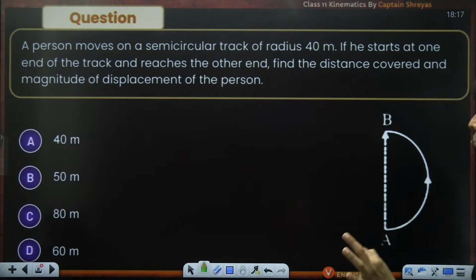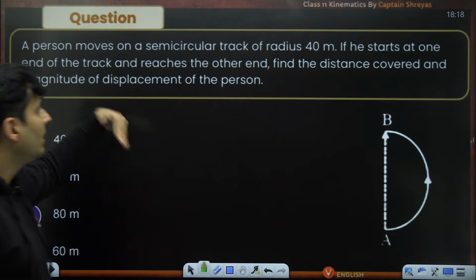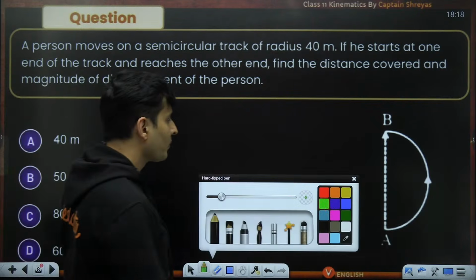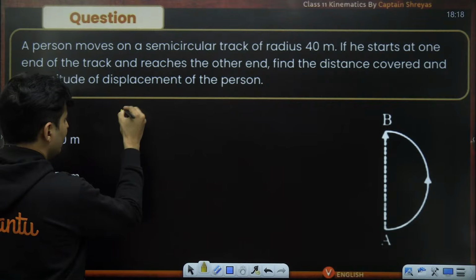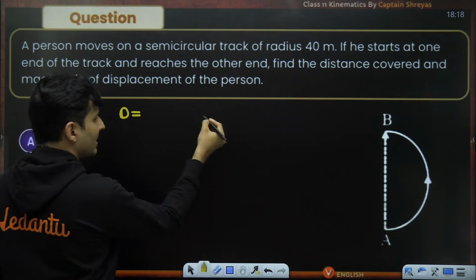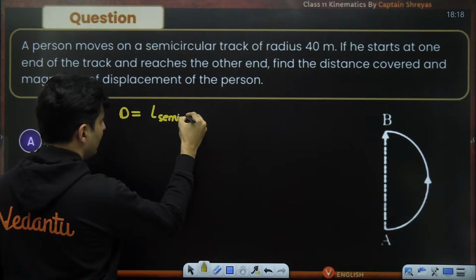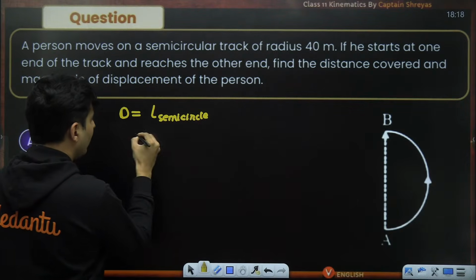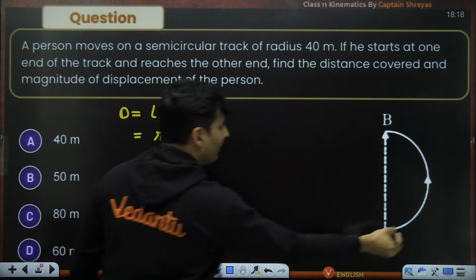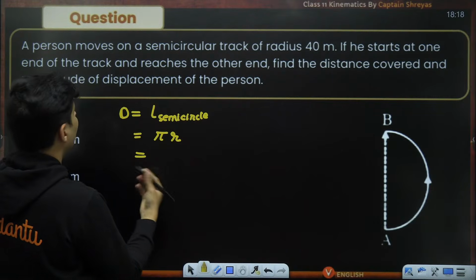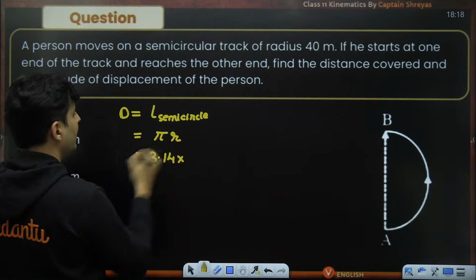If a person is moving on a semicircular track of radius 40 meters, if he starts from one end and reaches the other end, find the distance covered. Okay, so here is what we can do. Straightforward, guys. First of all, distance traveled will be the semicircle's length. The length of a complete circle is 2 pi r. So if I just put pi r, that is the length of a semicircle. What is pi? Well, I think pi we can take as 3.14, and the radius, how much is it?